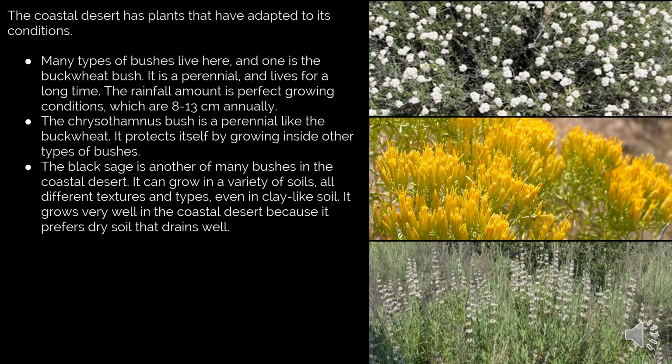Many bushes live in the coastal desert and have adapted accordingly. One is the buckwheat bush, and it's a perennial. The rainfall amount is perfect growing conditions because it needs 8 to 18 centimeters. The chrysoanthelus bush is a perennial like the buckwheat. It can protect itself by growing inside other types of bushes. And the black sage is another of many. It can grow in a variety of soils, and it likes the coastal desert because it prefers dry soil that drains well.